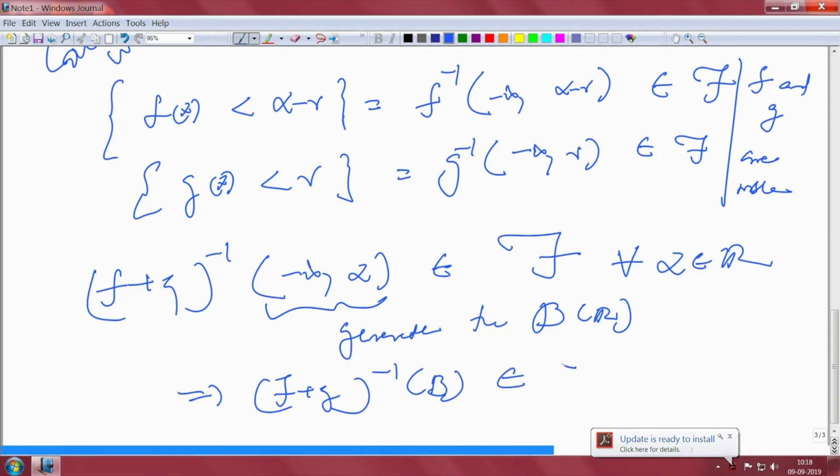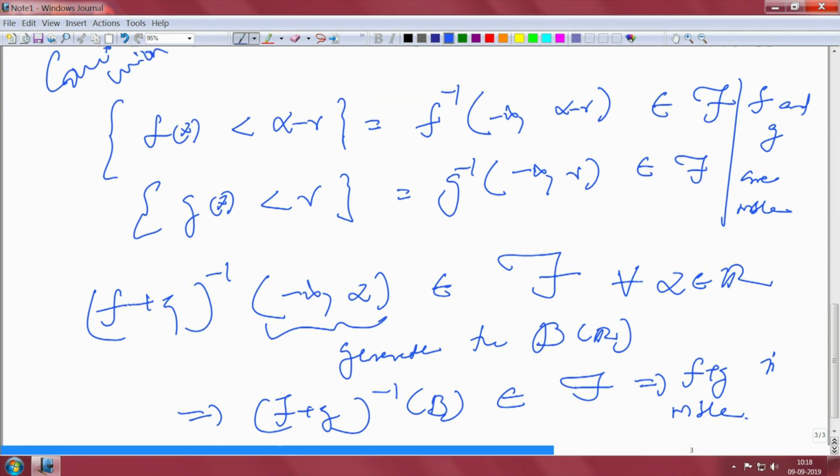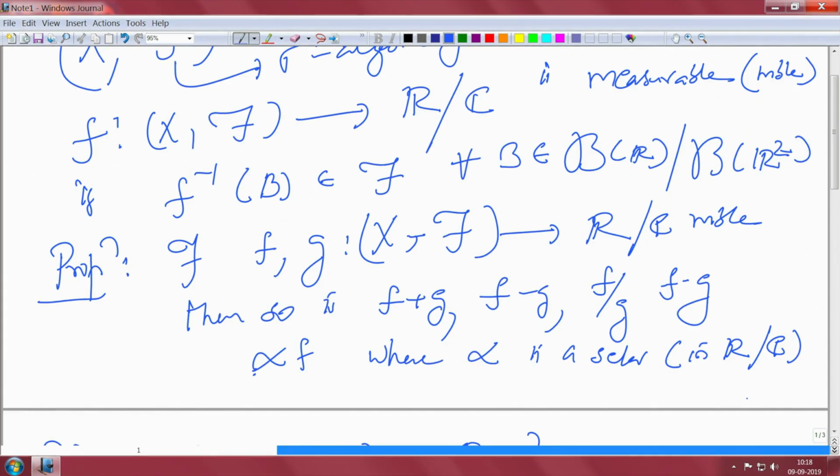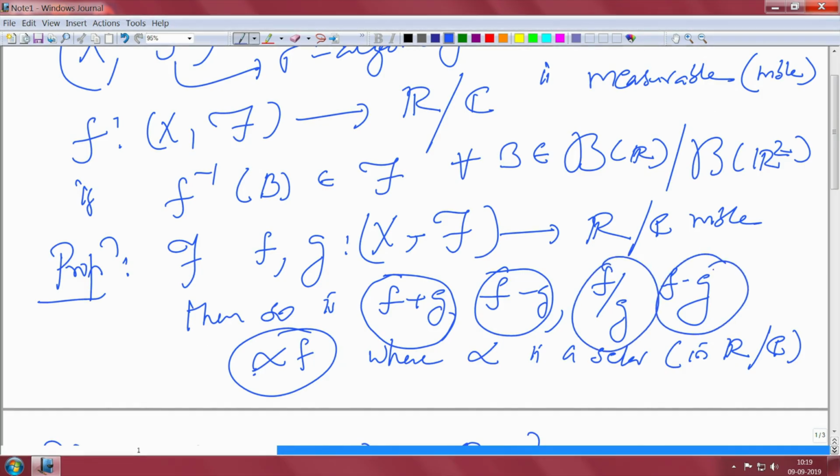So this will belong to script F, which implies that f plus g is measurable. Okay, so now if you go back to the statement of the proposition, we just proved this for f plus g. Same thing can be proved for f minus g, or you start with alpha f, take alpha to be minus 1, you will get this using f plus g, and the same proofs work for f times g and f by g and so on.